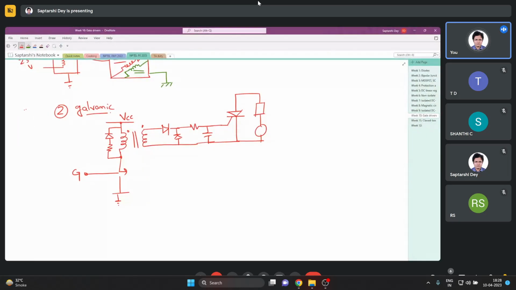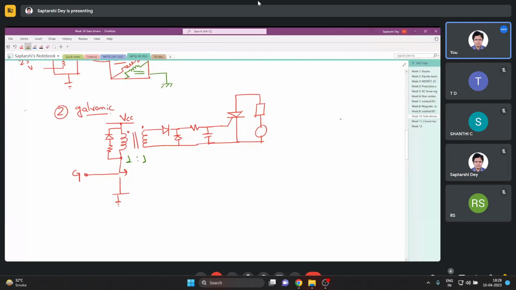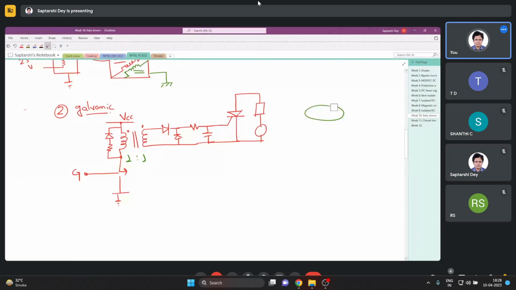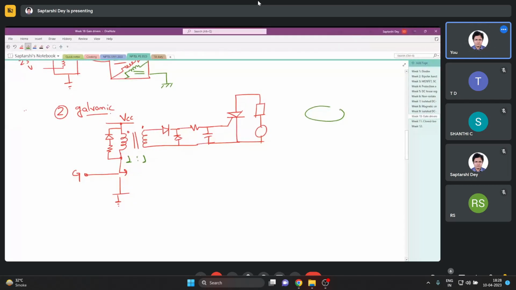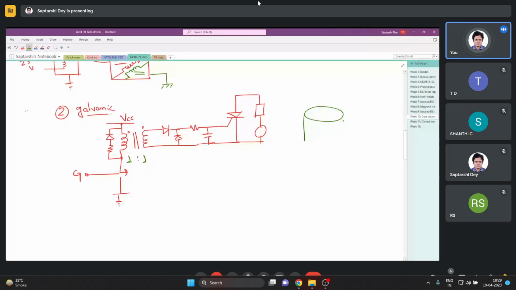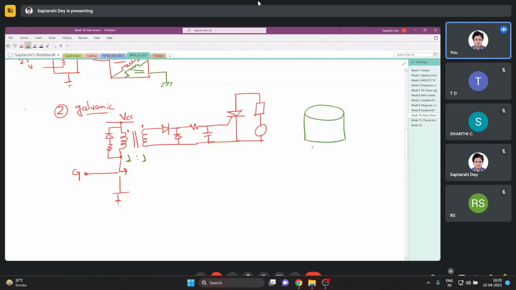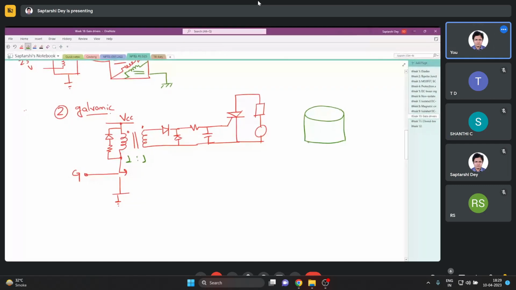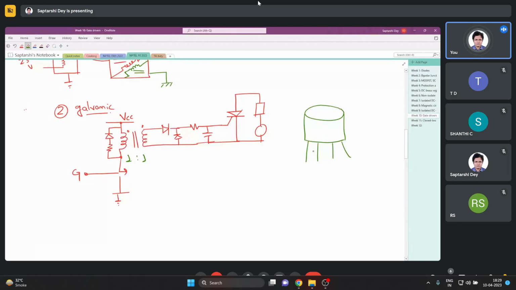Such pulse transformers are generally 1:1, and they are available readily in the market. I have seen them in plastic, cylindrical enclosures like this, maybe a handful large, with four leads coming out of them. You can directly install it in a circuit and use it.